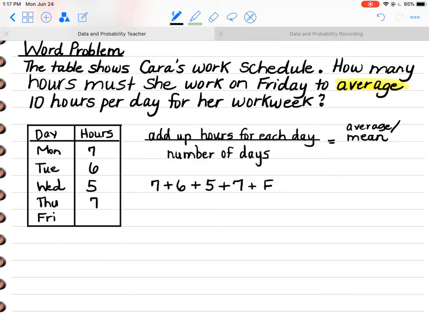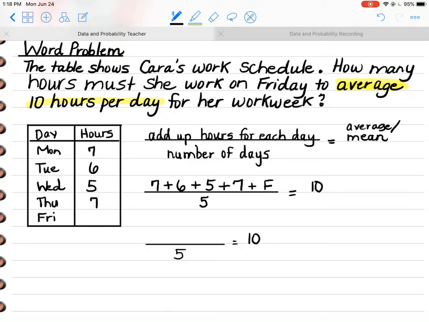So we want to divide by the number of days. Monday, Tuesday, Wednesday, Thursday, Friday, that's 5 days. So I'm going to put a 5 down here. And we want that to average a 10. That's what they're asking me to work with there. Average 10 hours per day. And remember, mean is the average. So here's the setup of our formula. We just need to simplify a little bit. So I'm going to say, okay, there's the line. 5 is under there. Whoops. And 10 is over here.